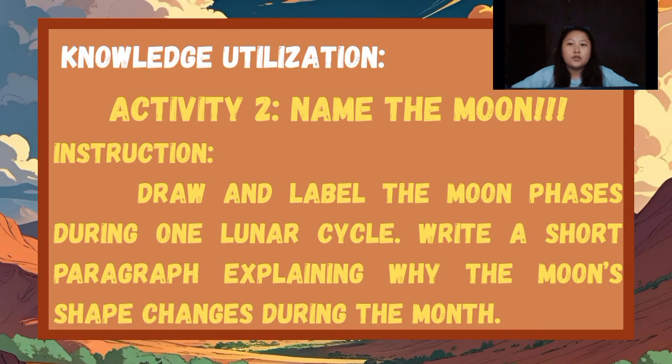Next, for the knowledge utilization, I presented here activity number 2. It is named Name the Moon. The instruction would be: draw and label the moon phases during one lunar cycle. Write a short paragraph explaining why the moon's shape changes during the month. So in activity number 2, they will have to utilize their knowledge throughout the discussion: they draw and label the moon phases during one lunar cycle, then write a paragraph which explains why the moon's shape changes during the month.